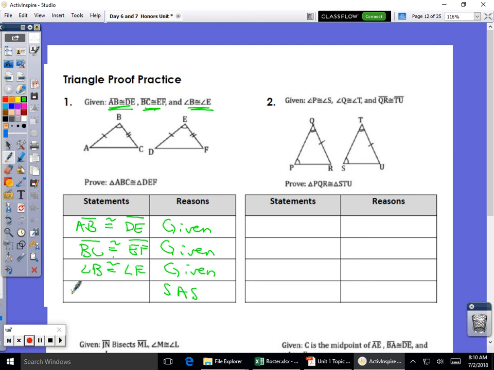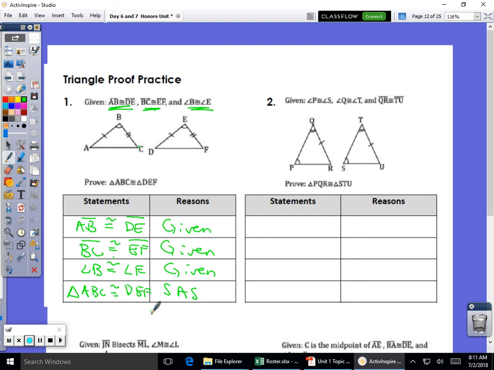All right, and now I have to write my congruent statement. This is really important that I do it in the right order. So I want to follow that same path, 1, 2. So triangle ABC is congruent to triangle DEF.